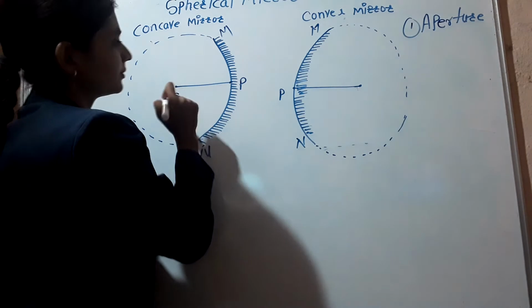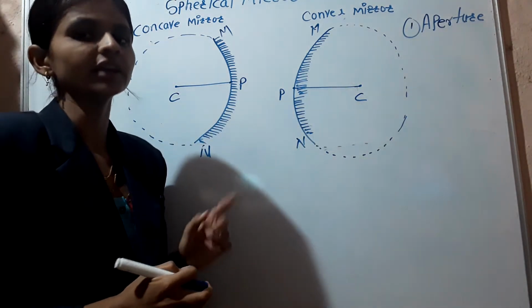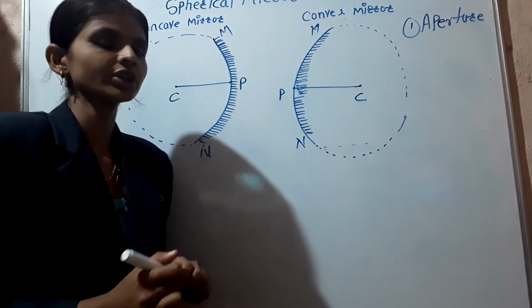The next term is the center. Center C. In both the cases I already represented the center C. It is denoted by C. Here the center is also known as the center of curvature.